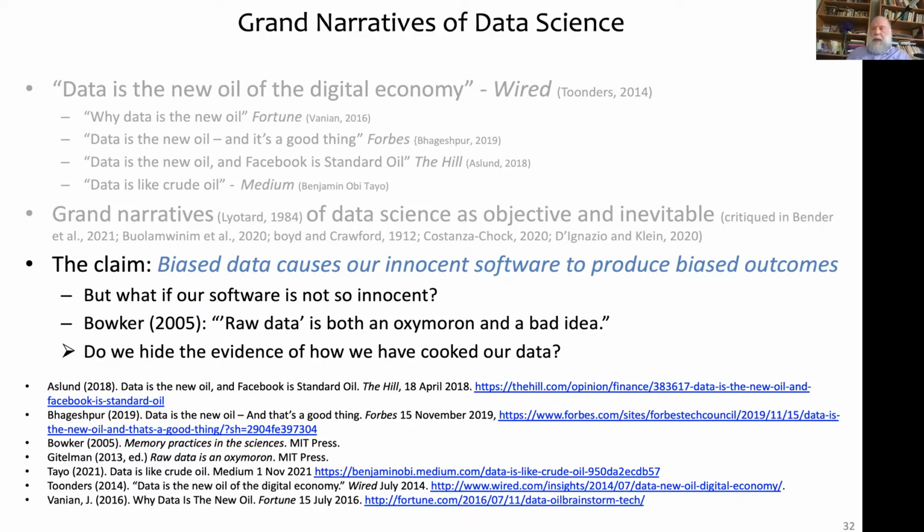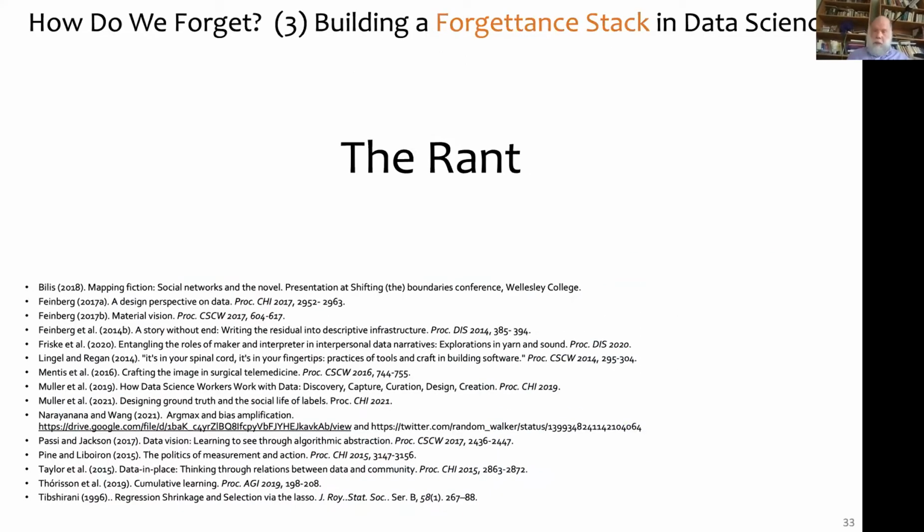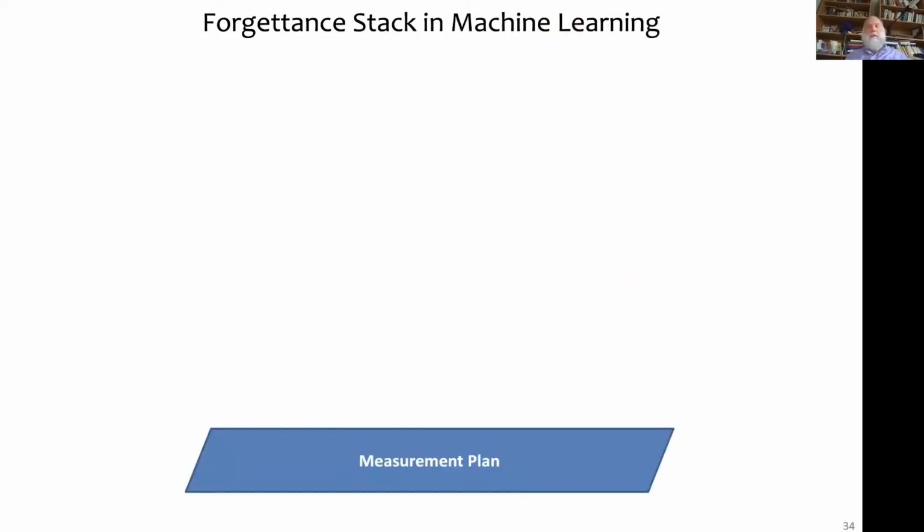And so if raw data is an oxymoron, if raw data doesn't exist, then the question is, how do we cook our data? Because that's what we do. We have recipes. We go, as Tom Erickson and I wrote, into the data kitchen and we cook our data. And so let's look at how our data get cooked. And this is the rant. It's based on a bunch of papers, and I'm not going to cite them as I go through this, but there's a basis for this, which is the point of this long, long list of references.